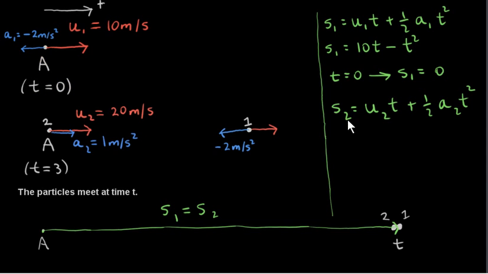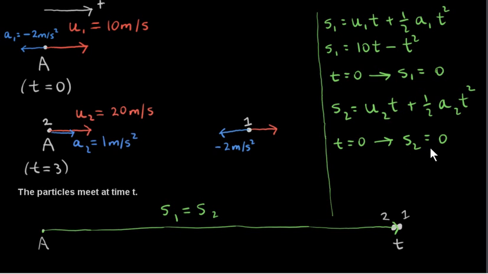Now you might naively think that the formula for S2 is exactly the same as for S1. We're just talking about particle 2. But the problem with this is that if t equals 0 here, then S2 equals 0. If we plug 0 in for t, we'll get 0.